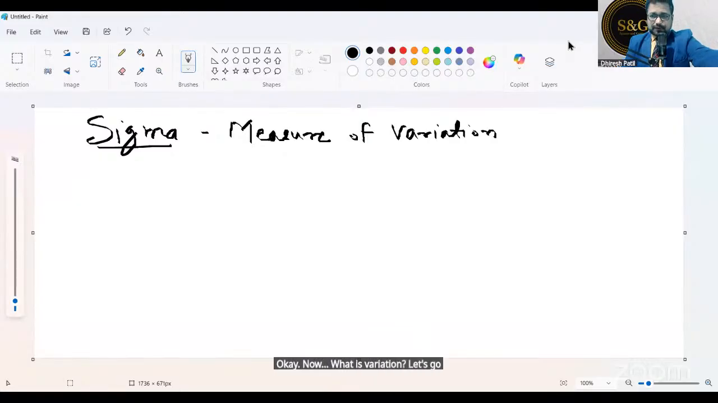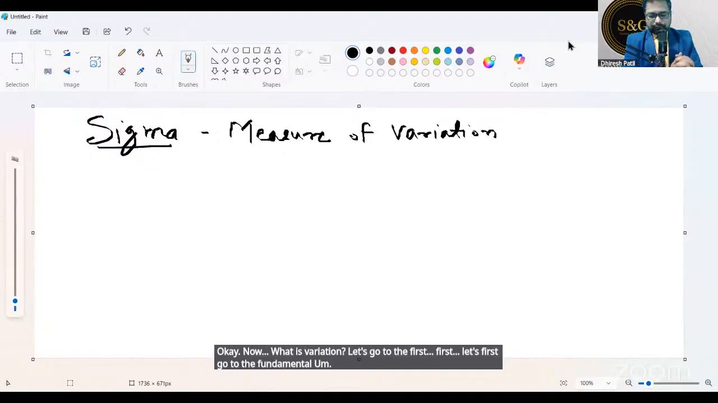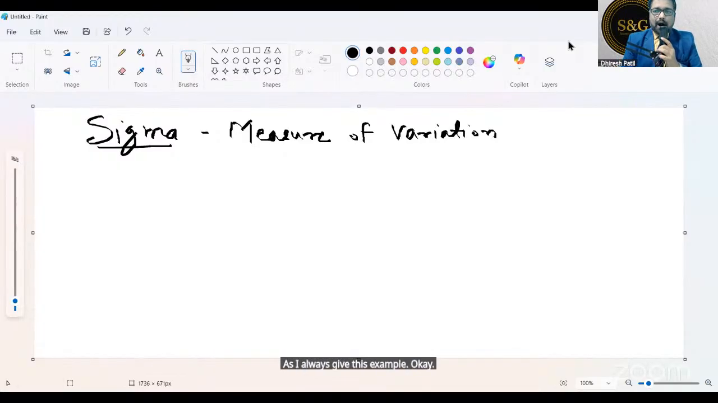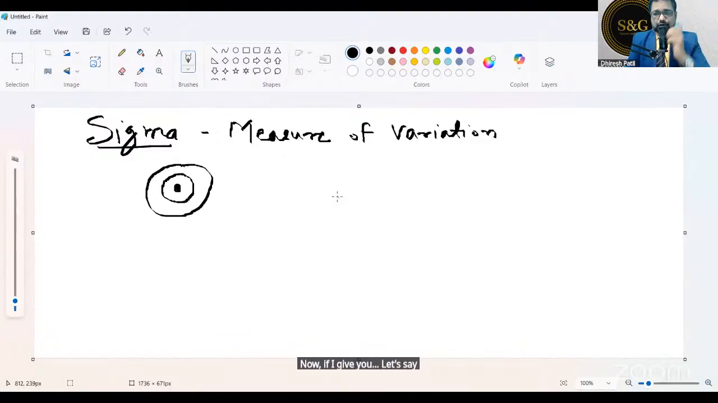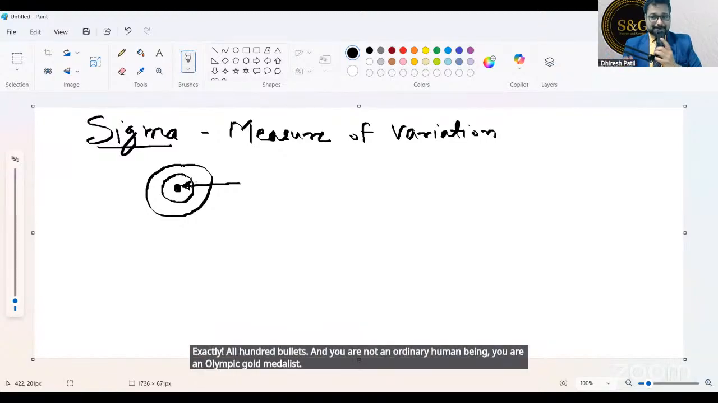Now, what is variation? Let's first go to the fundamental part of variation. As I always give this example, if you are an Olympic gold medalist, let's say a shooter, pistol shooting, no? Now, if this is the target, so we have a target like this, and there is something in the center. If I give you, let's say, 50 bullets or 100 bullets, can you hit all the 100 bullets exactly in this center as an Olympic gold medalist? Give me yes or no in the chat box. Exactly all 100 bullets. You are not an ordinary human being. You are an Olympic gold medalist. That is why you're the best in the world. Can you hit?